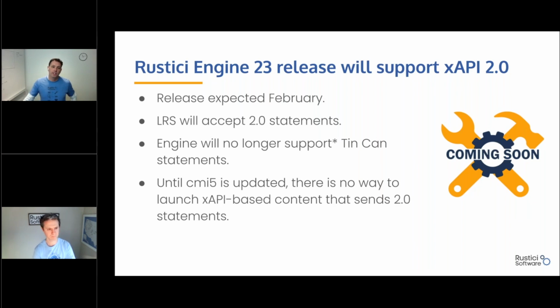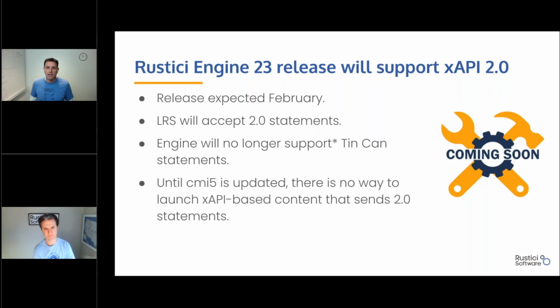I put a bullet point in here that says Engine will no longer support Tin Can statements. And I added a little asterisk here because I don't want to freak anybody out. If you have Tin Can packages right now, they will still play in SCORM Cloud. They will still play in Rusticy Engine. What we've done is we put a stake in the ground and said, we're not going to continue to support this Tin Can set of guidelines going forward because it's just not a good security path.